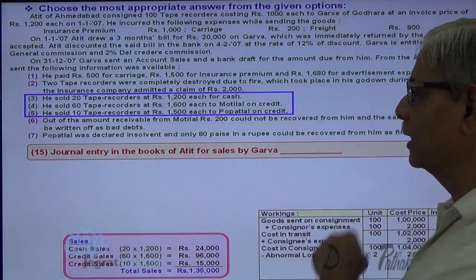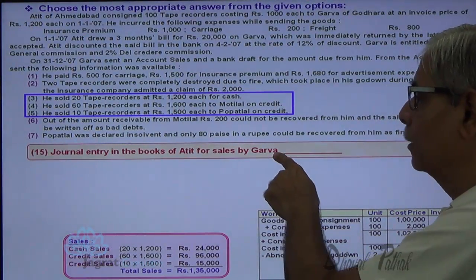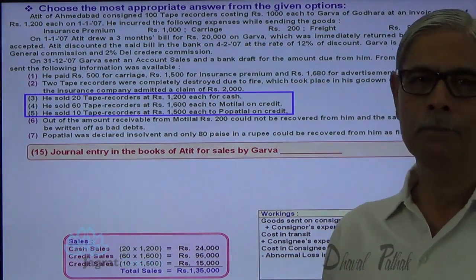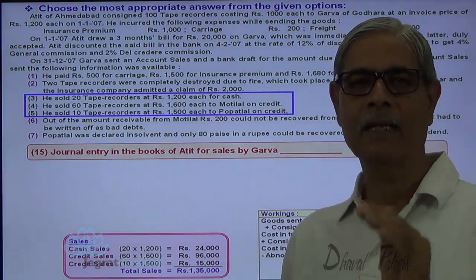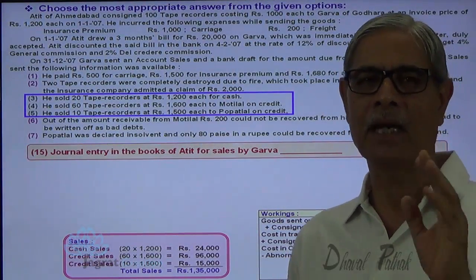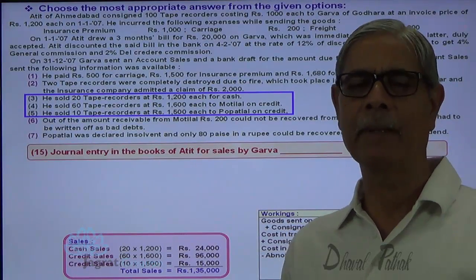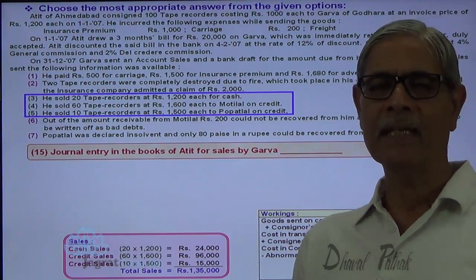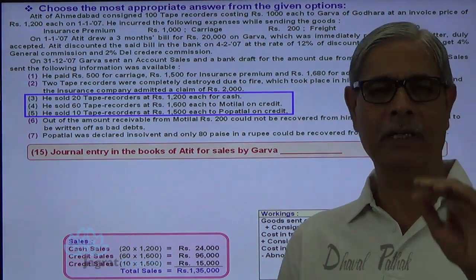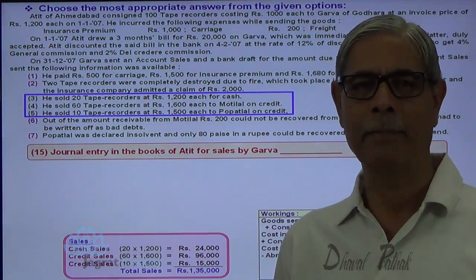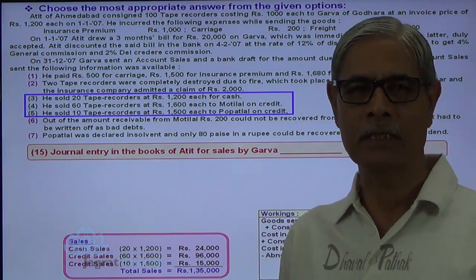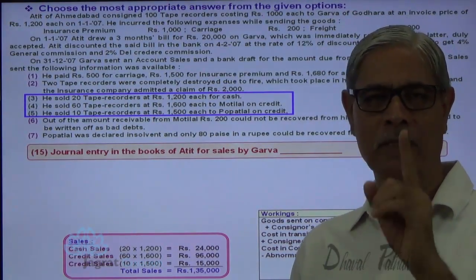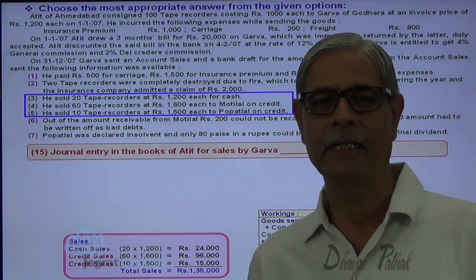Journal entry in the books of Atit for sale by Gaurav. So what is the journal entry for that? Now goods are sold. The proceeds either are received or receivable by Gaurav. Consignee is going to receive the money for credit sales or for cash sales. As there is a Del Credere commission given, for credit sales also the consignee account is to be debited. So consignee account is to be debited for this sales and goods go out of consignment activity. Consignment activity account is known as consignment account. So consignment account is to be credited for that.